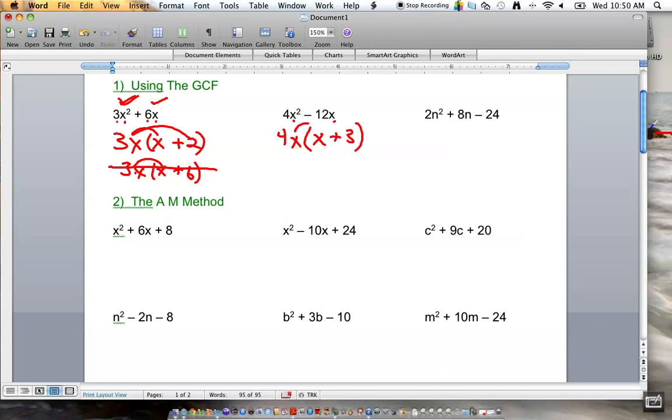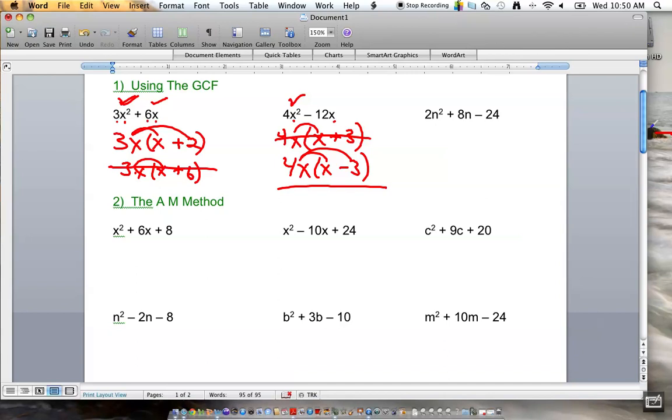Now let's distribute back. Does 4x times x equal 4x squared? Yes. Does 4x times positive 3 equal positive 12x? No. But you usually see exactly what your mistake is. You do 90 to 99% of the time if you do the quick mental check. 4x times x is 4x squared. 4x times negative 3 is negative 12x. So the correct answer is 4x times x minus 3.